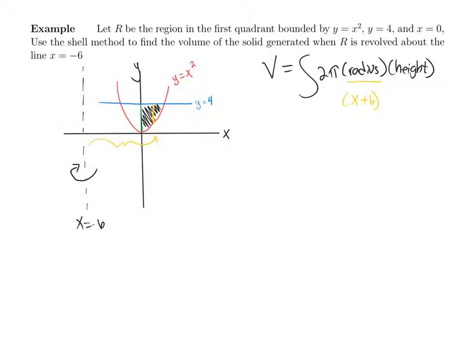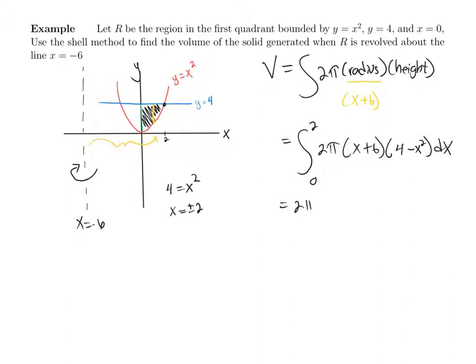All right, and then also the intersection point in this case, if I were to set x squared equal to 4, you're going to see that we'll have x equals plus or minus 2, and that is how we're going to get our volume. It is going to be the integral from 0 to 2 of 2 pi, our radius of x plus 6, and your height is still going to be the top minus bottom. So you're thinking about the very top function and then the very bottom function for each cylinder that you're creating, which in this case is going to be 4 minus x squared dx.